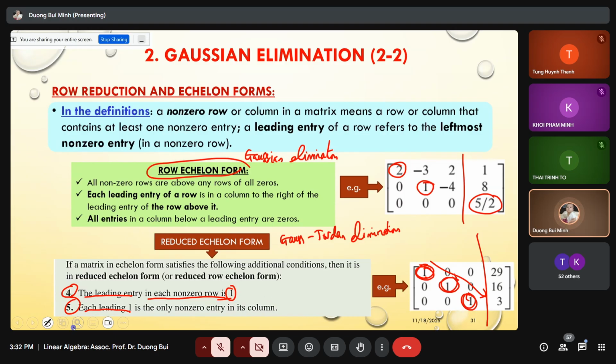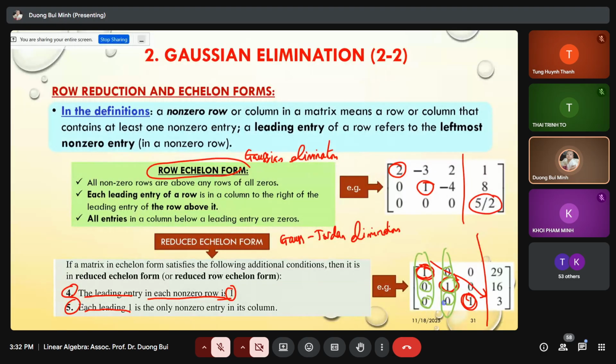Okay, that means if we consider this column, except the leading entry, the other entries must be 0. This is the leading entry of the second equation. So if we consider this column, other entries must be 0. And here, if we consider this column, only the leading entry is 1, the others must be 0. Okay, so we can get the reduced echelon form.